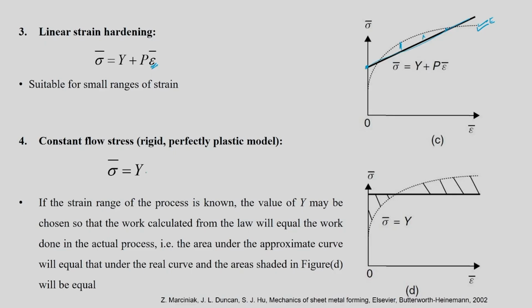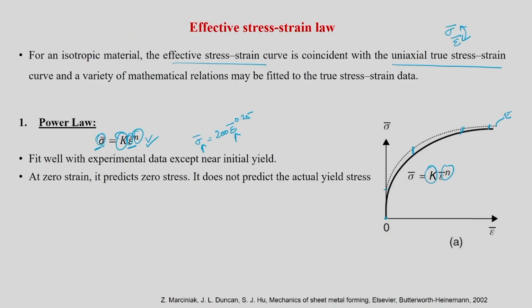The fourth one is further simple, sigma bar is equal to Y. This is also called the rigid perfectly plastic model. So, your actual experimental curve data point is this, but you are modeling it with a horizontal line which is sigma bar equal to Y, and this is nothing but the yield strength, and it is not going to harden at all, which is called the rigid perfectly plastic model. So, these are 4 equations one can use, but other than that there are several other forms of equation.